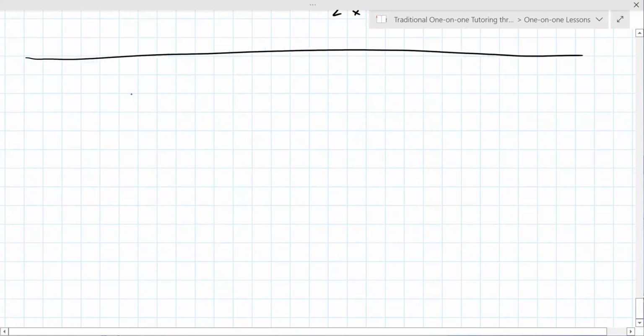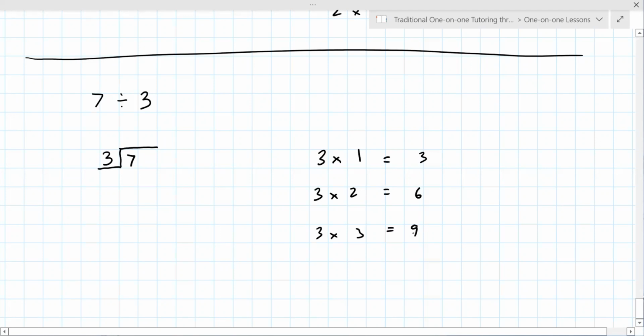Let's do 7 divided by 3. So what goes inside the house and what goes outside the house? 7 goes inside the house and then 3 goes outside the house. Right. And do you see that 3 does not go perfectly into 7? Yes, it doesn't go perfectly. It's between 6 and 9. Do you see that? Yeah.